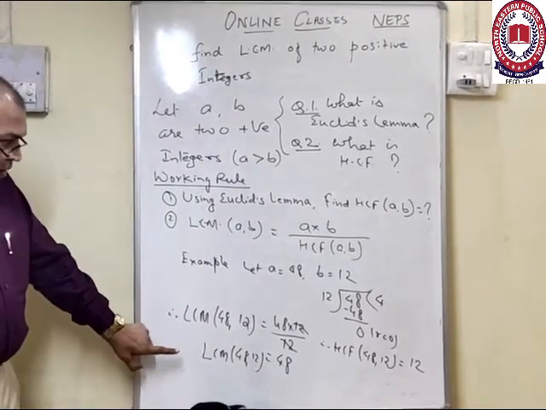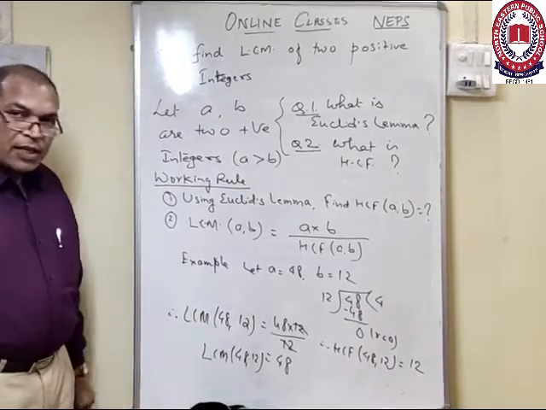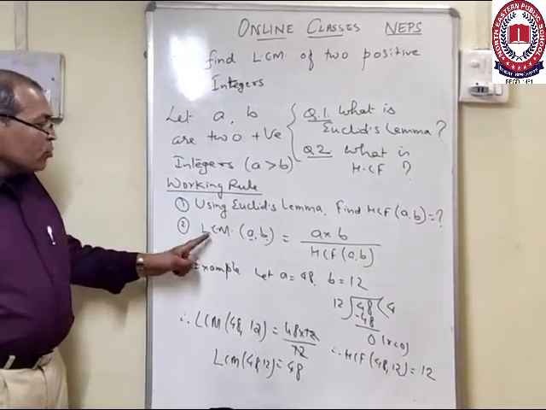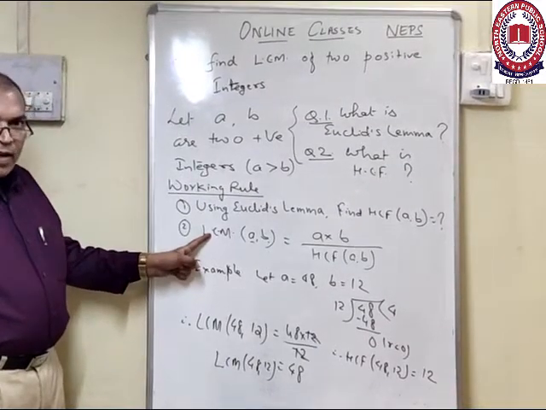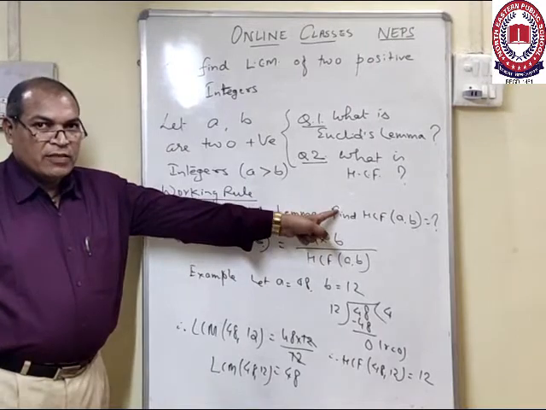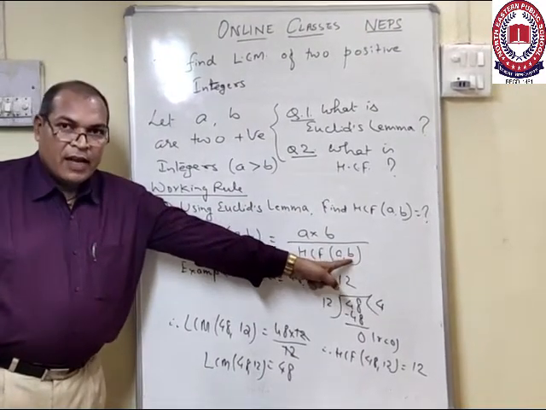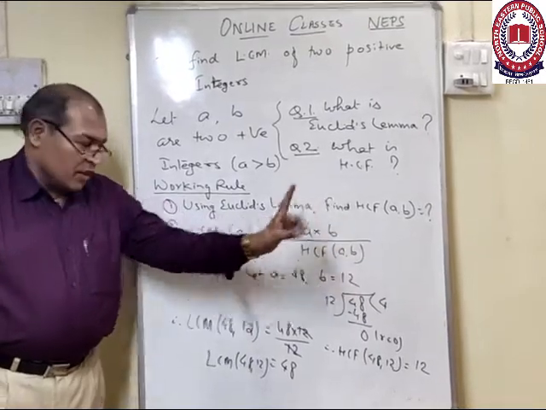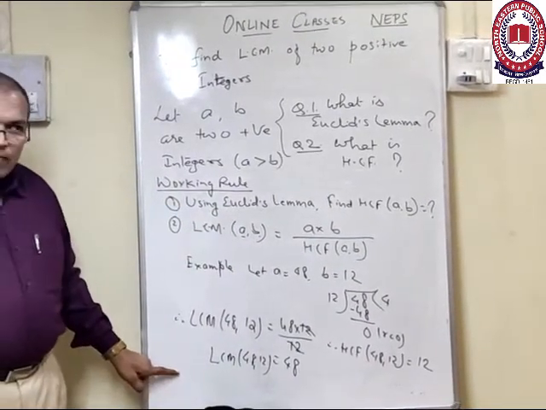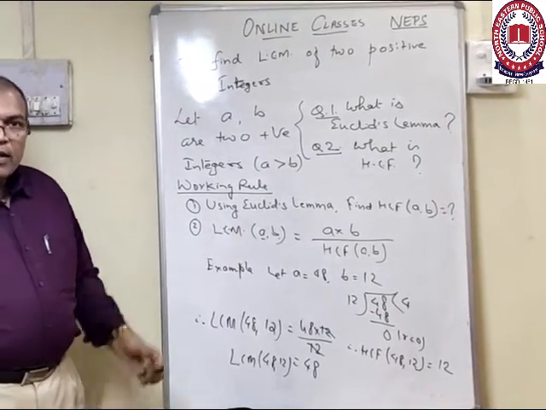So this is the method of how to find the LCM of two positive integers A and B. So we can use this formula: LCM of A and B is equal to the product of both the positive integers divided by the HCF of A and B. Okay, so this is a good formula to get the LCM of two positive integers A and B.